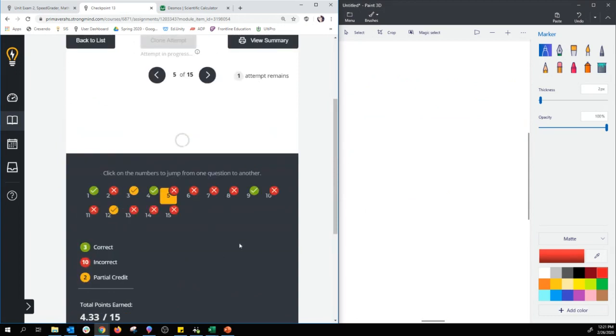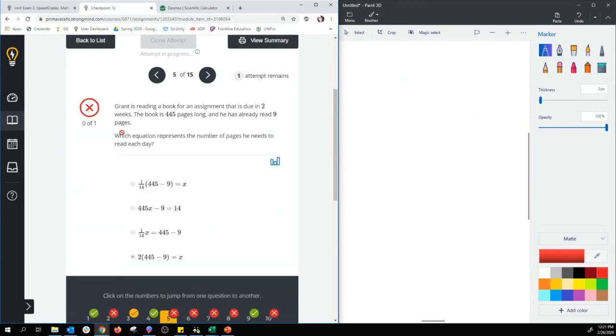Alrighty, number 5. All right, Grant is reading a book for an assignment that is due in 2 weeks. Okay, so it's due in 2 weeks. And there's 455 total pages, and he's already read 9 of the pages. But now we want to know which equation represents the total number of pages he needs to read each day.